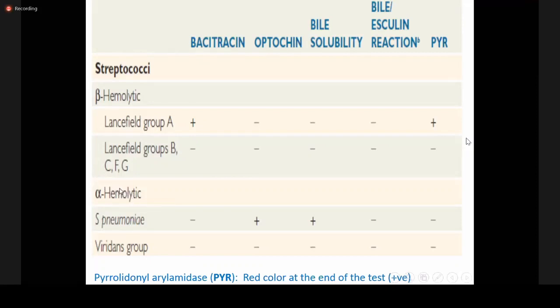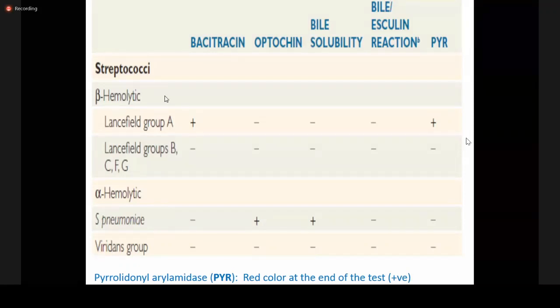Now, alpha hemolysis can be caused by Streptococcus pneumoniae, and we will study Streptococcus pneumoniae during this lecture. So, beta hemolytic and alpha hemolytic. Alpha hemolytic, that is to say, partial hemolysis of the RBC. You will see a greenish color on the plate, while beta hemolysis is a clear zone of hemolysis around the microorganism.